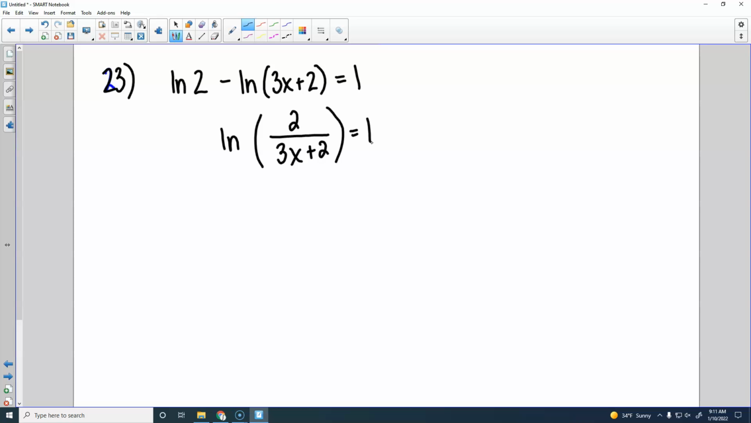Now, I cannot drop logs here because I don't have logs on both sides. So how do I get rid of this natural log here? What do you think, Noel? E. So it's going to be e to that power on both sides. So I've got 2 over 3x plus 2 equals e.